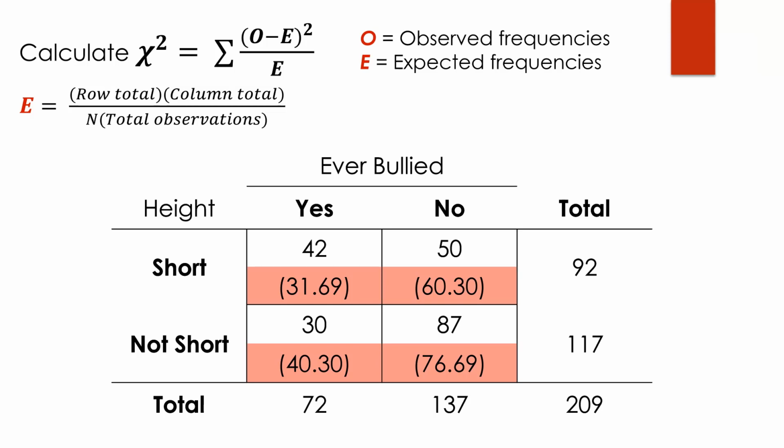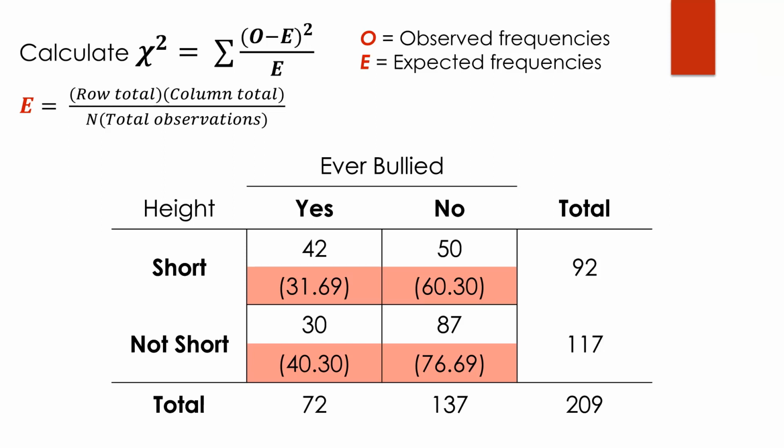And the assumption is what you would expect to find, assuming that they are not related. Remember, it's based on the idea of the null hypothesis. So what would you expect to find, considering the totals, assuming they're not related? You would expect to find around 31 kids in the short yes, 60 in short no, 40 not short yes, and 76 in not short and no.